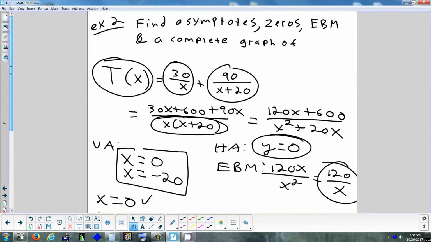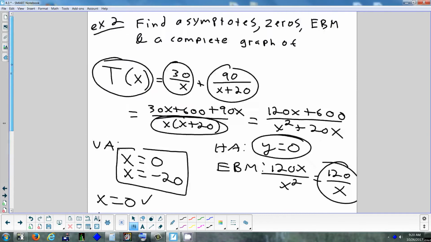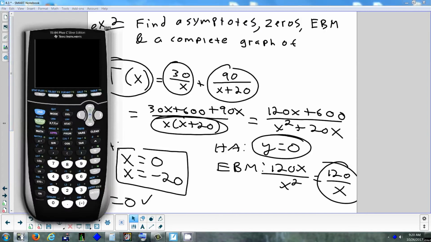Any questions on finding the asymptotes, the zeros, or the end behavior model? The last thing they want is a sketch. When you sketch it, you can sketch the way we rewrote it if you're pretty confident you did it right, or just sketch the original. I think I'll just sketch the original.